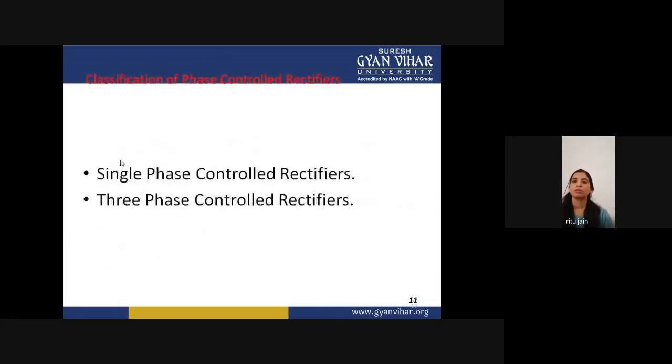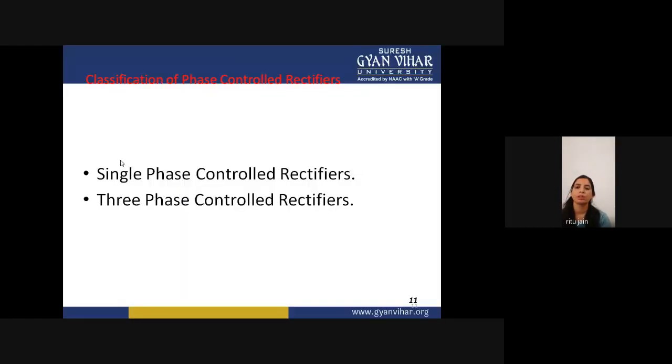Now, what is the classification of phase control rectifiers? According to phases, there are two types: single phase and three phase, which are mostly used in electrical appliances. It depends upon the appliance, which kind of supply it requires and how much voltage is required. According to phase, we can divide control rectifiers into two parts: the single phase control rectifier and the three-phase control rectifier.